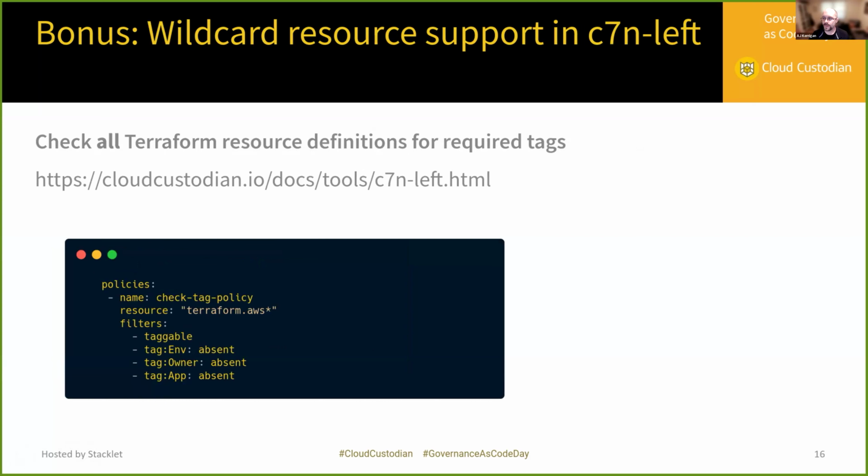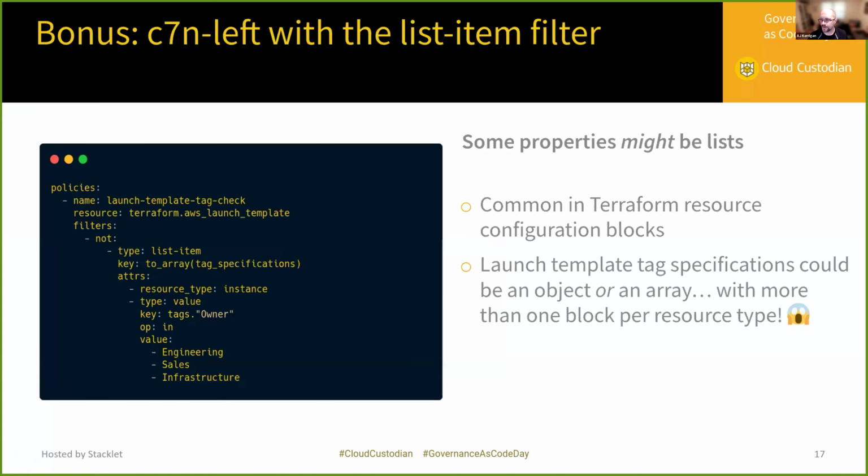And then, only because of the idea of shifting left has come up a couple times, I added a couple super quick bonus slides here. This came up in an earlier discussion, the idea of a wildcard resource when you're checking Terraform templates, looking at tags. And another one here, when you've got some Terraform resource definitions where properties might be a list, you can make sure it is a list and then make multiple checks against it.